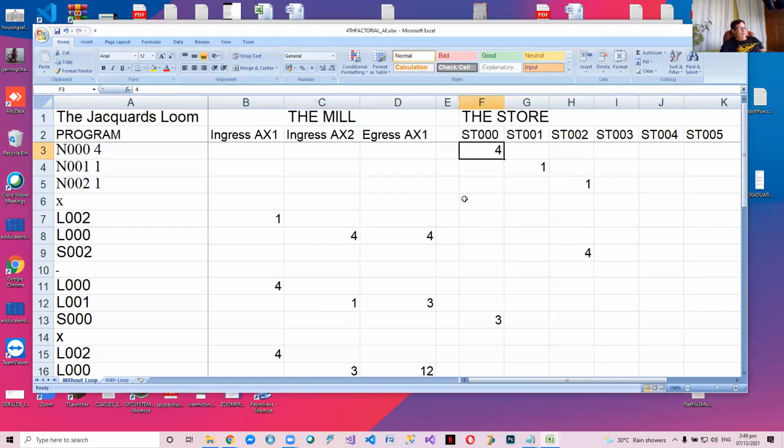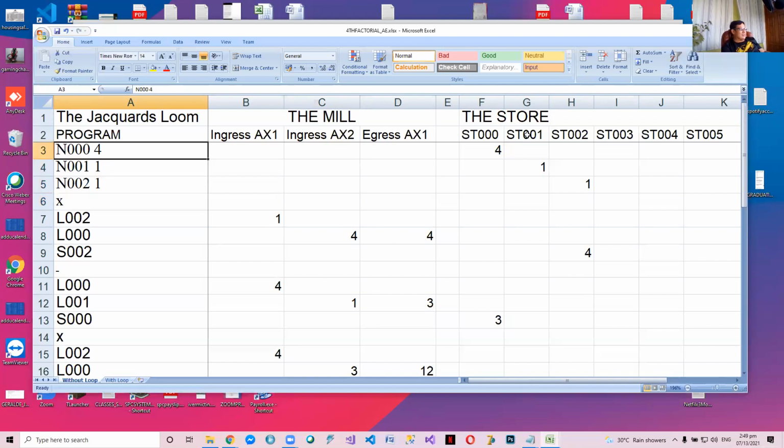Okay? So ang 4 ilalagay natin dito. When we say N0011, the store 001 is set to 1. That's a numeric card. And then when we say N0021, yung store 002 will have a value of 1. You follow? In a modern language, we call this an assignment statement. Do you follow? Di ba? Assignment statement ang tawag dyan. Okay? Any questions?